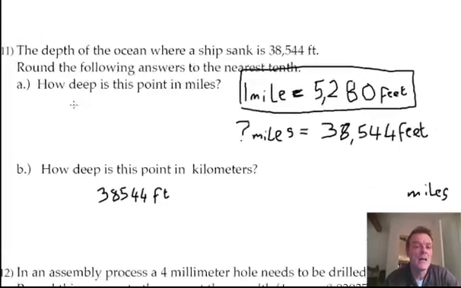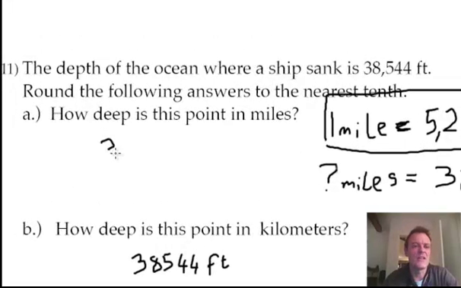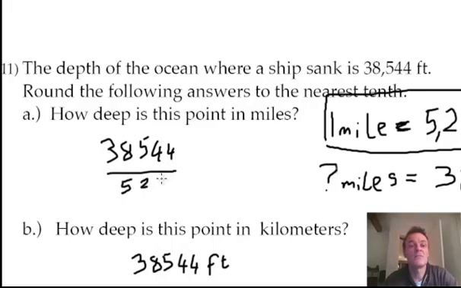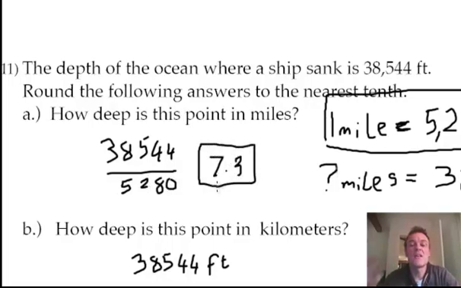So I'm going to write this. I kind of know already that it's 38,544. That's how many feet we've got. This is how many feet are in 1 mile. If I put that in my calculator, I think I get 7.3 miles, and that's the answer, as long as you realise it's a division problem.